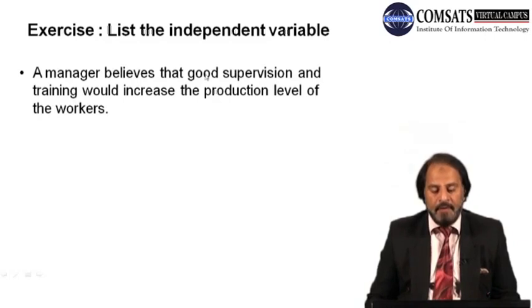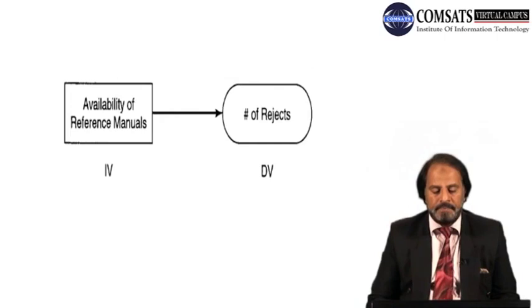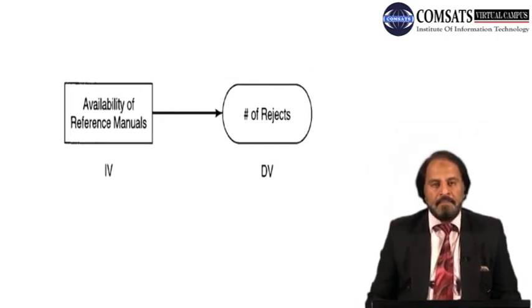So again, by looking at this statement, we are able to now convert the statement into independent and dependent variables. In this case, production level is your dependent variable, and supervision and training are your independent variables. Let's look at another example.